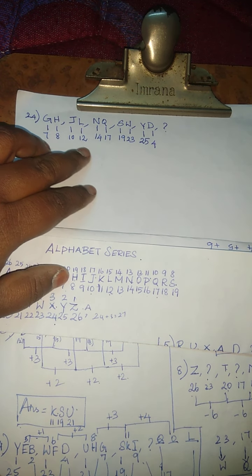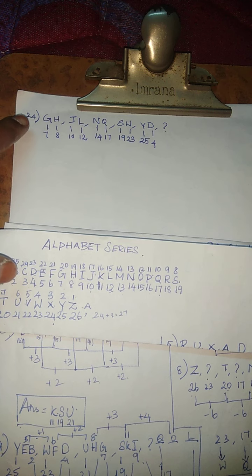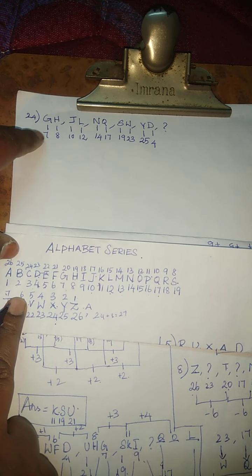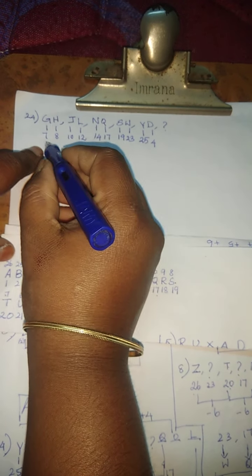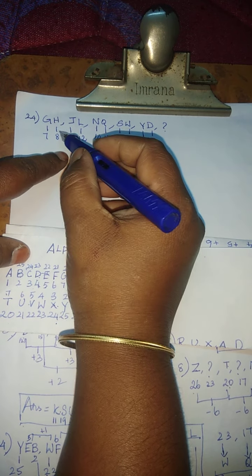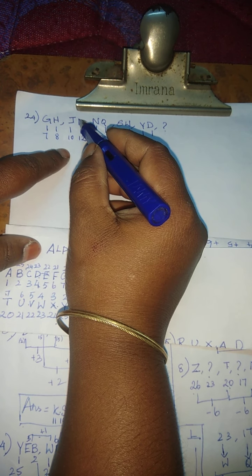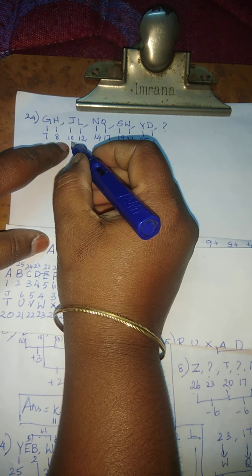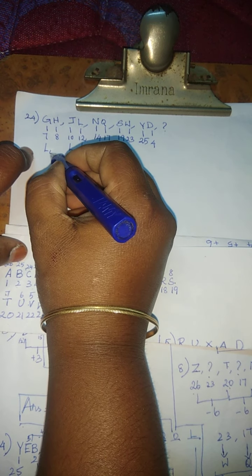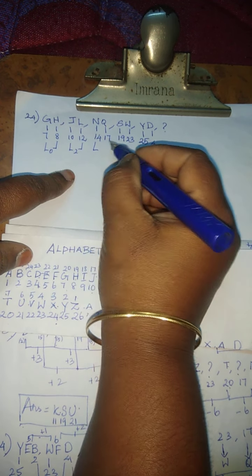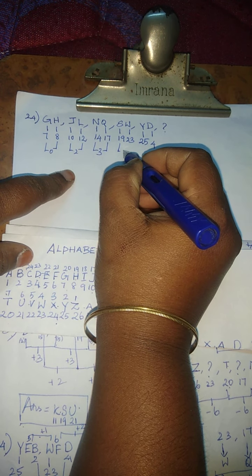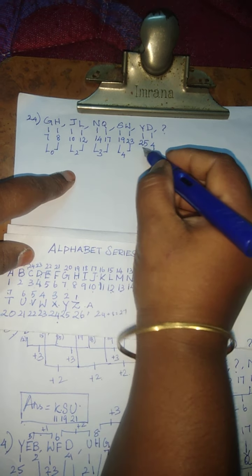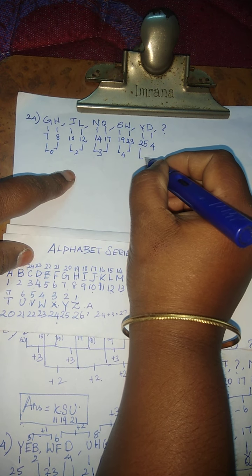So we write the numbers according to the given series in ascending order. G is 7, H is 8. There is no difference between these numbers. So we move to the next alphabet. J is 10, L is 12. Here 2 is the difference. Here 0, here 2. Then between this number it's 3, and then between this number it's 4. Then again between this number it's 5.